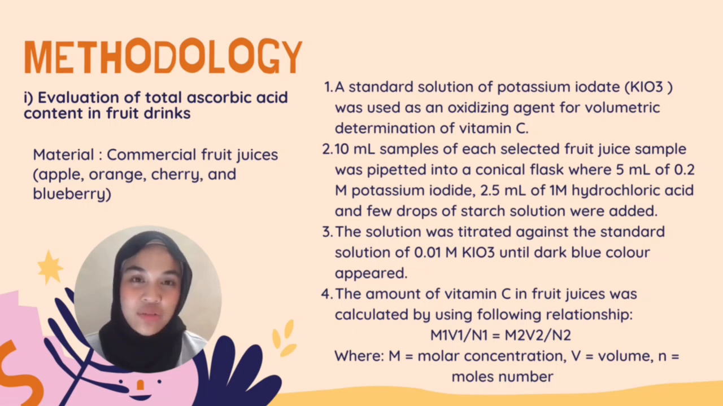I will continue the methodology. The material used is 3 to 5 different types of 5 selected brands of fruit juices. First, the evaluation of total ascorbic acid content in fruit drinks.